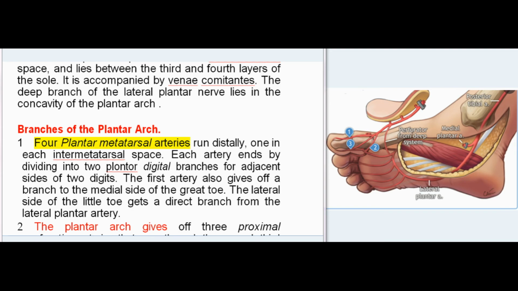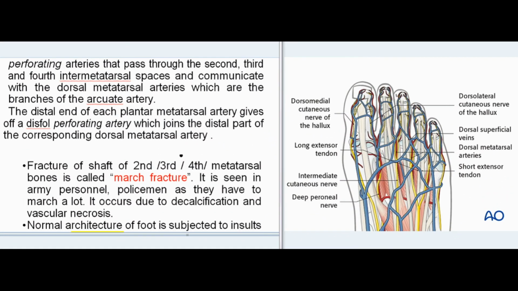The plantar arch gives off 3 proximal perforating arteries that pass through the 2nd, 3rd, and 4th intermetatarsal spaces and communicate with the dorsal metatarsal arteries, which are the branches of the arcuate artery. The distal end of each plantar metatarsal artery gives off a distal perforating artery which joins the distal part of the corresponding dorsal metatarsal artery.